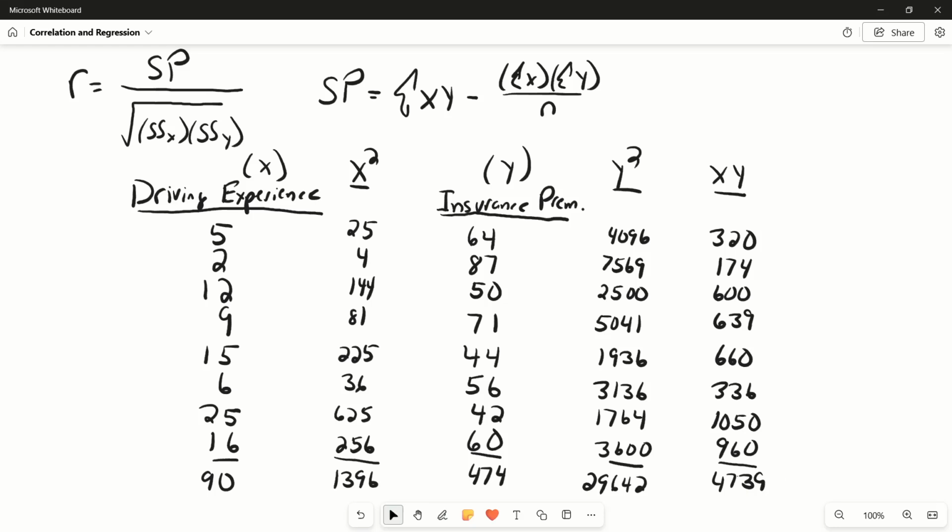Big numbers, but easy calculation. You just have to use your calculator one step at a time. And you're going to get smaller numbers on the exams. Don't worry, I'm not going to give you these kind of numbers.